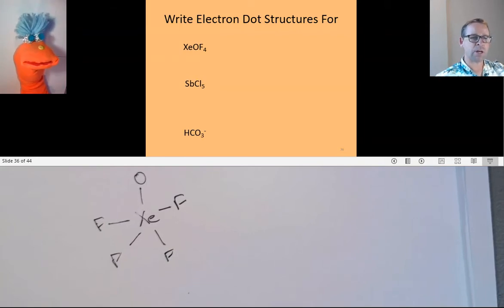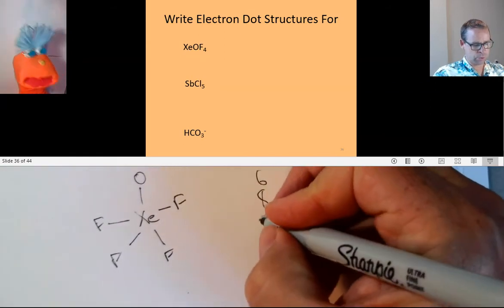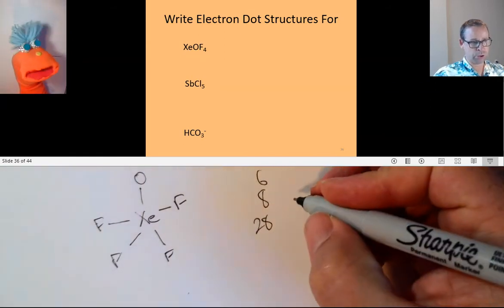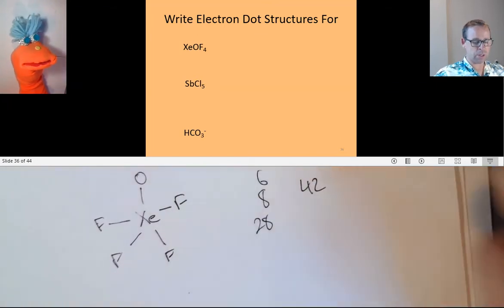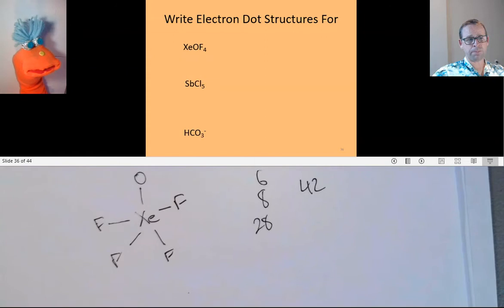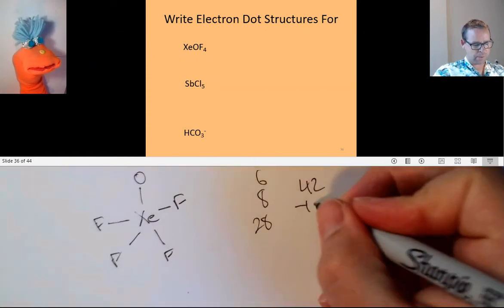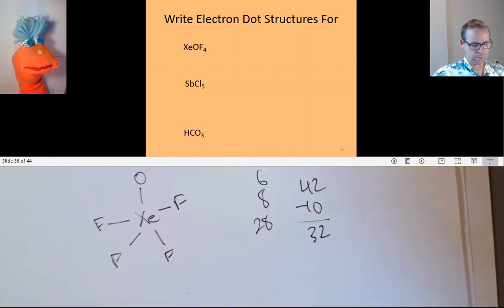How many valence electrons, Fred? We got oxygen brought 6, xenon brought 8, fluorines brought 7 times 4, 28, so that's 36 plus 6, that's 42. All right, 42 electrons. Hope you added those up right. How many electrons do we have on the board already? 10. Okay, I already have 10 for my skeleton structure there. So I have 32 left to go.